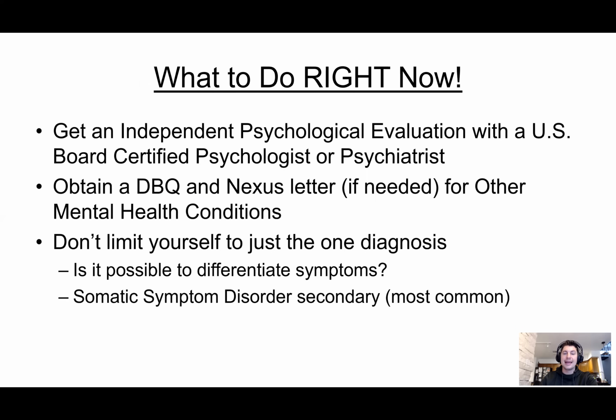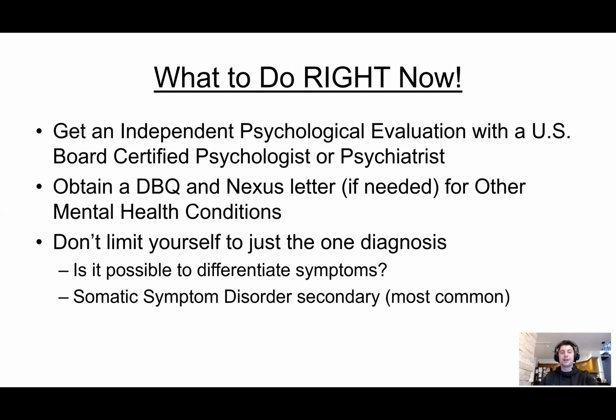Okay, what do I think you should do right now? I think you should get an independent psychological evaluation with a U.S. board certified psychologist or psychiatrist. A psychologist is somebody who does therapy. A psychiatrist is somebody who can issue prescriptions for medications. Okay, get that DBQ, disability benefits questionnaire, and Nexus letter, a clear Nexus statement connecting it to your service or another service-connected disability. That's for the other mental health conditions, of course, because we're not talking about PTSD.